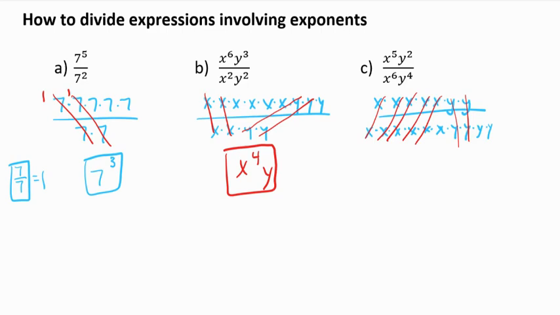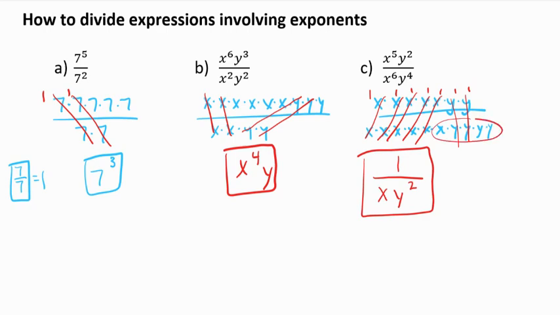So notice how there's nothing left on top. Remember how before I said every time you're doing a giant 1, it's like you have a 1 left over. So on top, 1 times 1 over and over again would just be 1. So if you have nothing left over, you put a 1 there. And then on the bottom, I have an x and then 2 y's. So that's y squared.